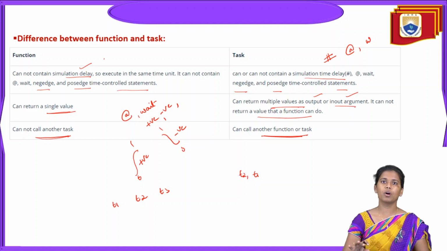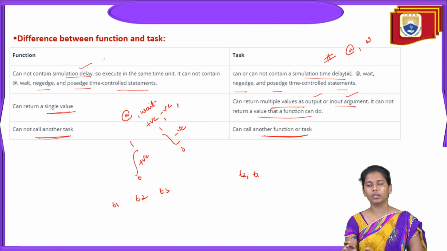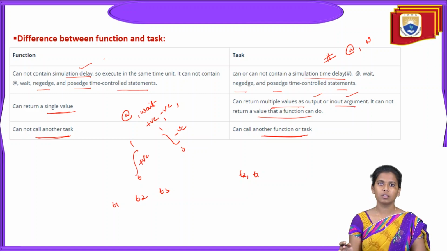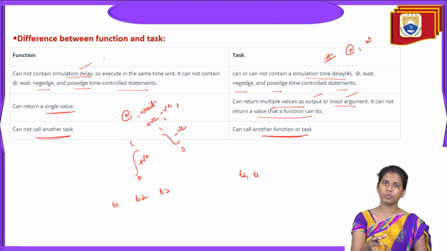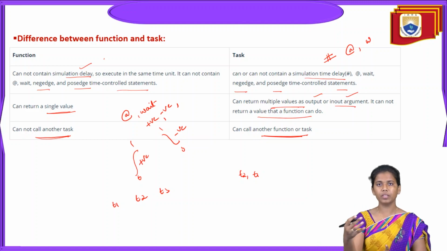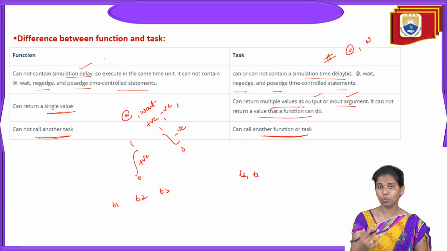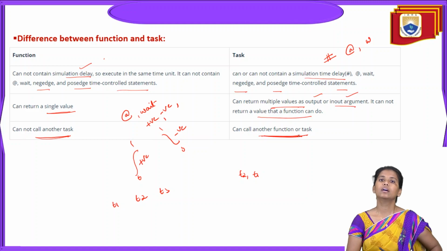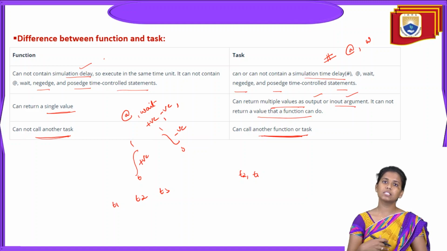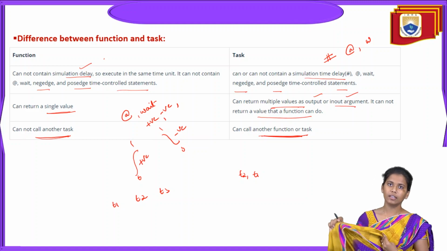It doesn't bother whether T1 has ended or terminated or not. Once T1 has entered into the process, T2 is getting ready, and the moment T1 is about to end, task 2 will come into existence. That's what we are saying, that the task can call another function or task. That means here we are seeing the interruptions in the task.